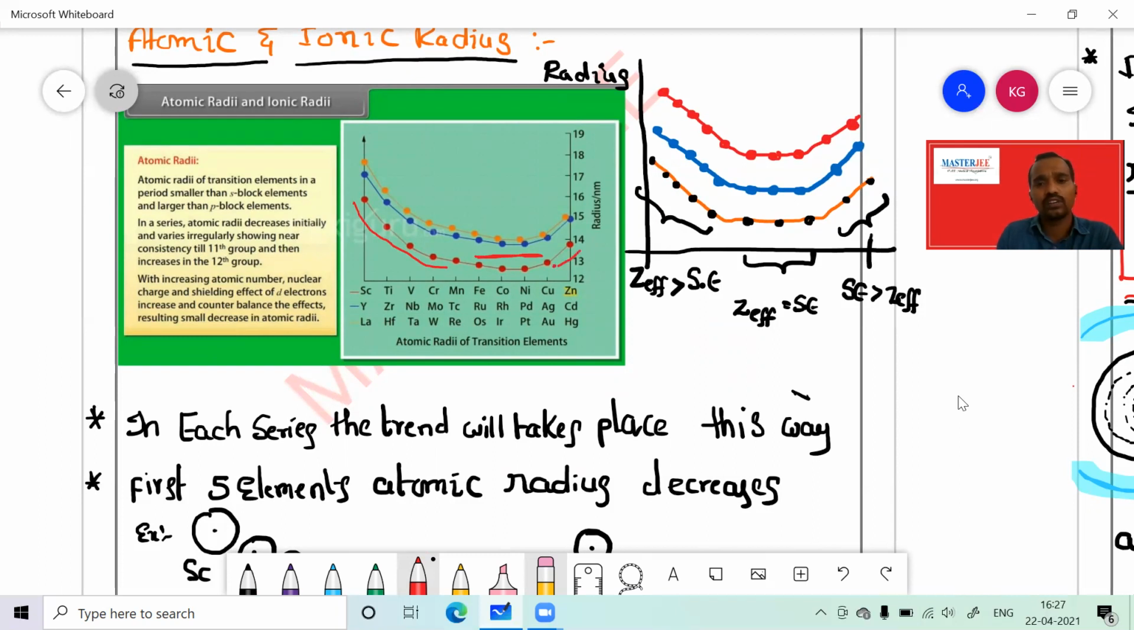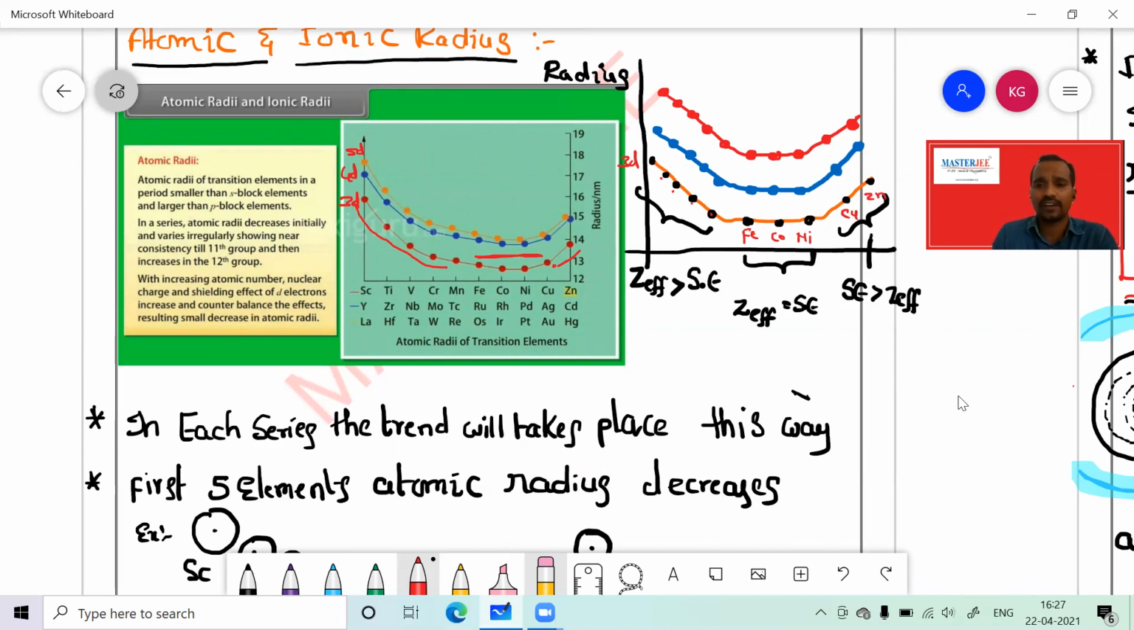This trend takes place in each and every series, like the 3D series, 4D series, and in the 5D series also the same thing happens. Here I expand the next graph. In the 3D series, from scandium, titanium, vanadium, chromium, manganese, the atomic radius decreases. Then for iron, cobalt, nickel, it stays constant, a similar atomic radius, and from copper to zinc the atomic radius again increases.